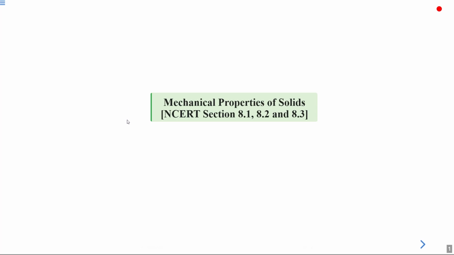Hello students, in today's lecture we are going to learn about mechanical properties of solids. NCERT section 8.1, 8.2 and 8.3.